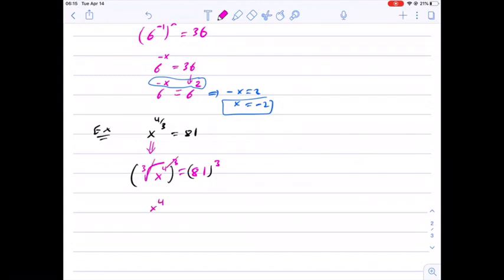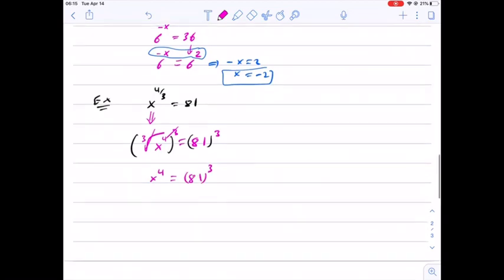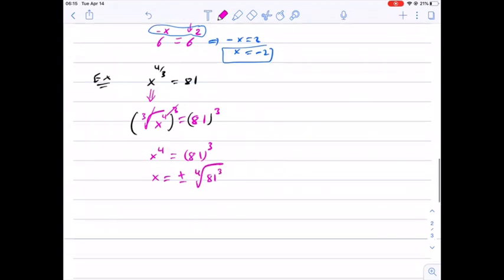So we get this cancelled, and we have x to the 4th equals 81 to the power 3. And then we take the 4th root of both sides. So x equals plus or minus the 4th root of 81 cubed.